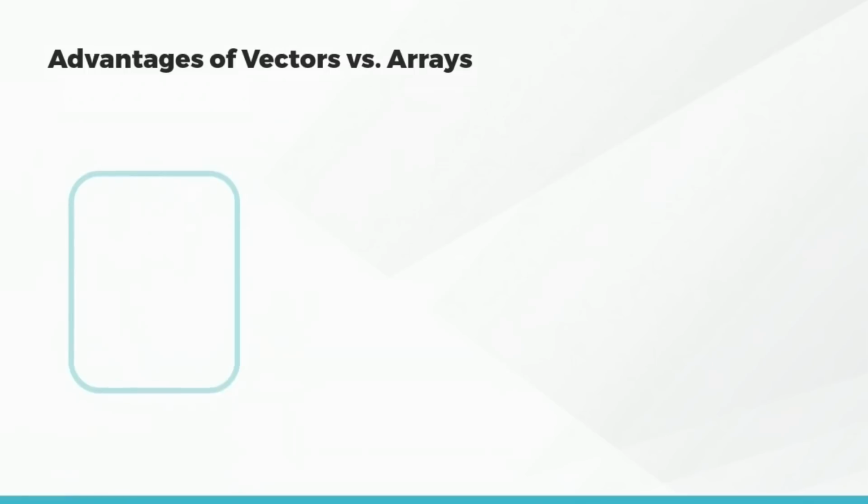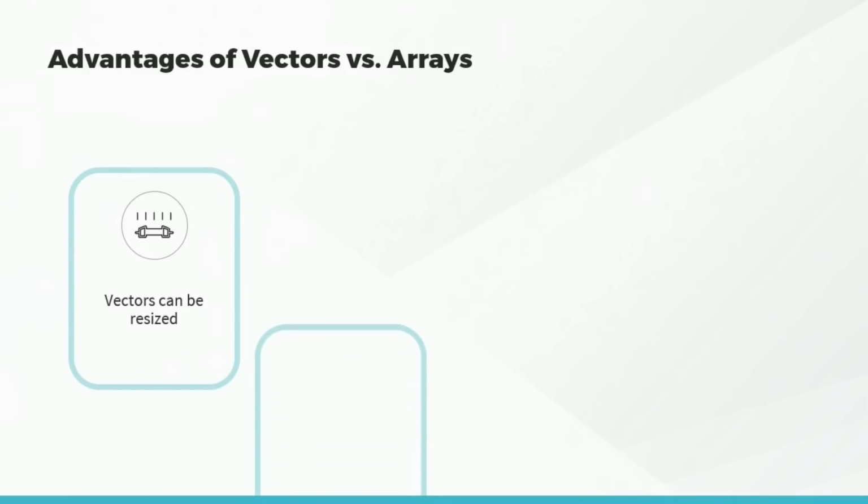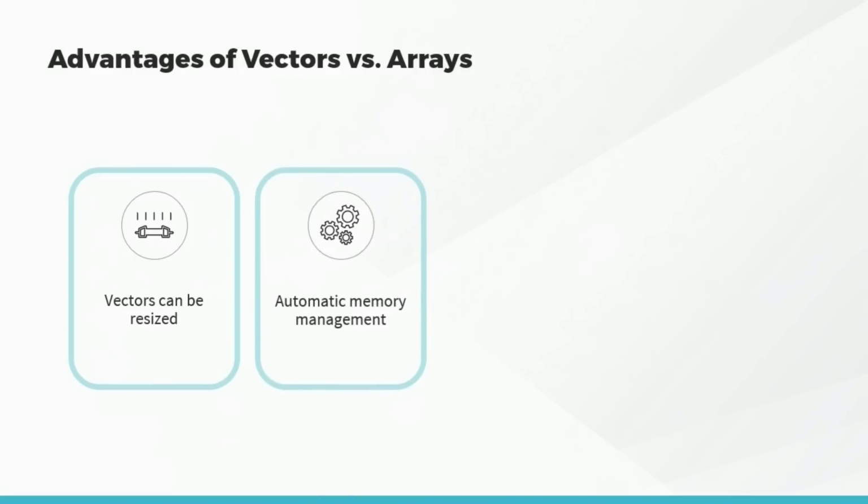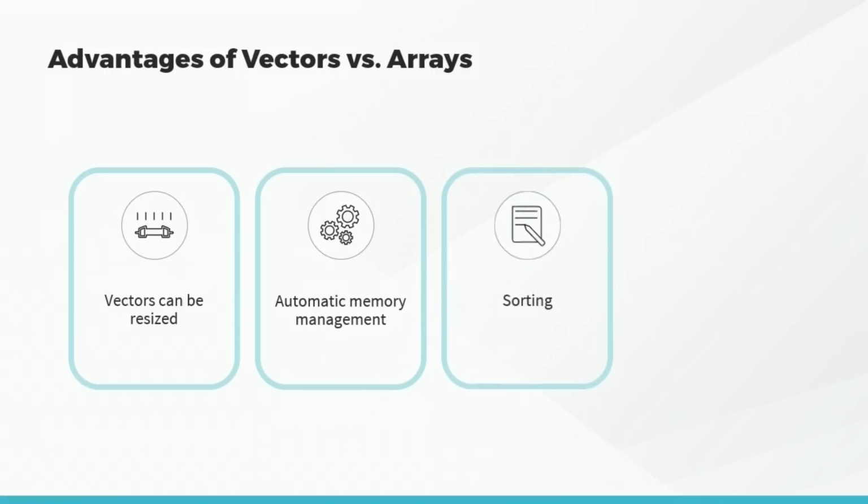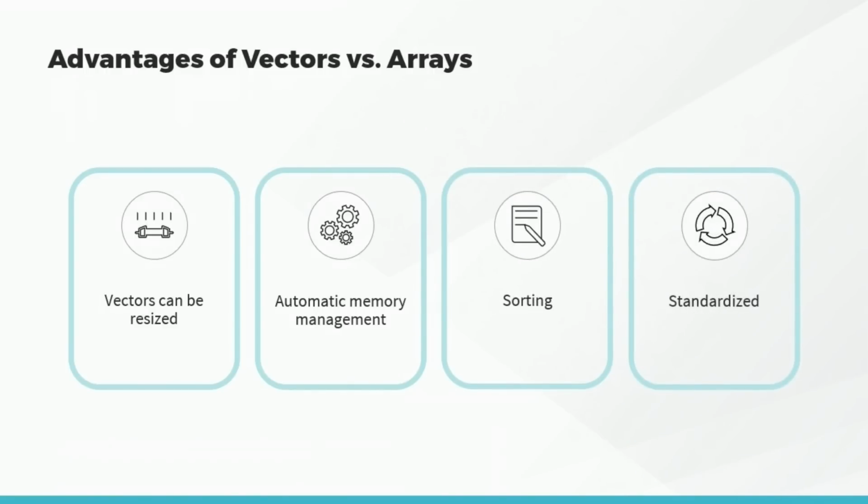So vectors tend to be more commonly used in today's programming environments, not only because they can be resized, but they also offer several other advantages, including automatic memory management. They support built-in sorting functions, whereas arrays require manual sorting, and vectors are a standardized feature of most modern programming languages, which leads to wider support across multiple languages.